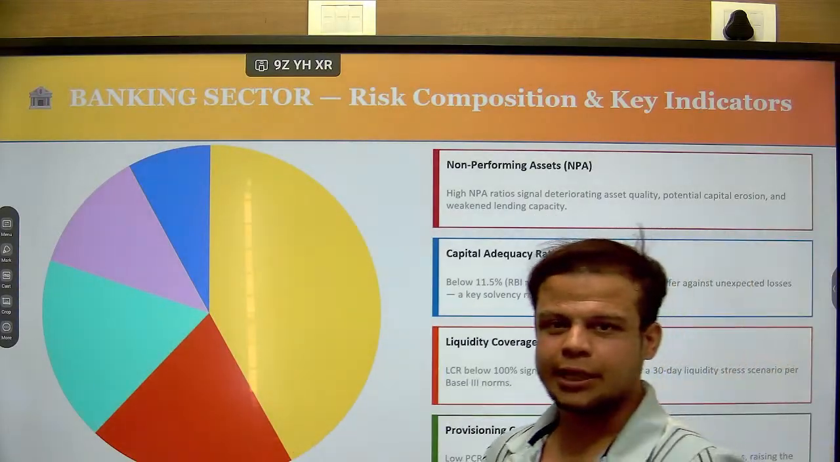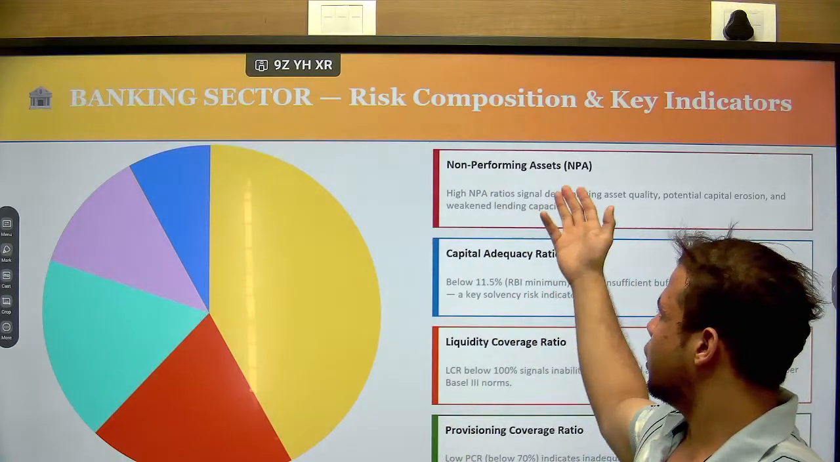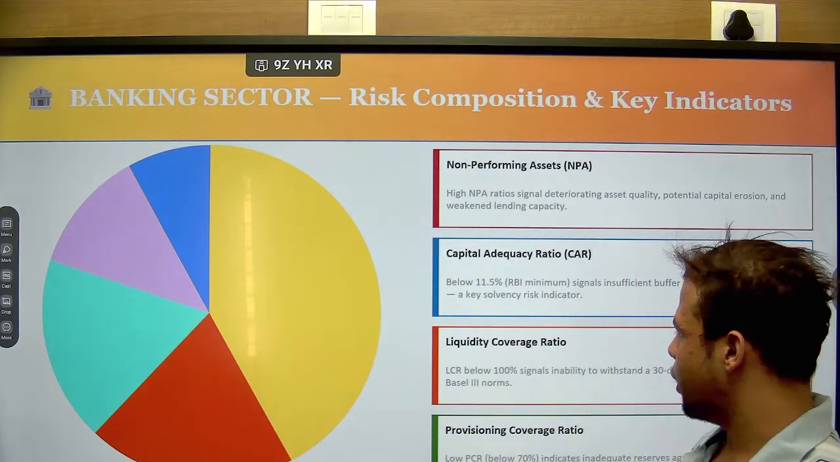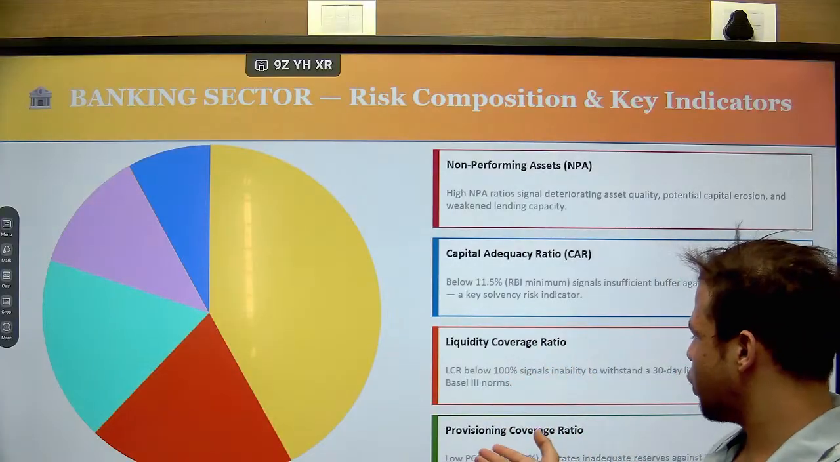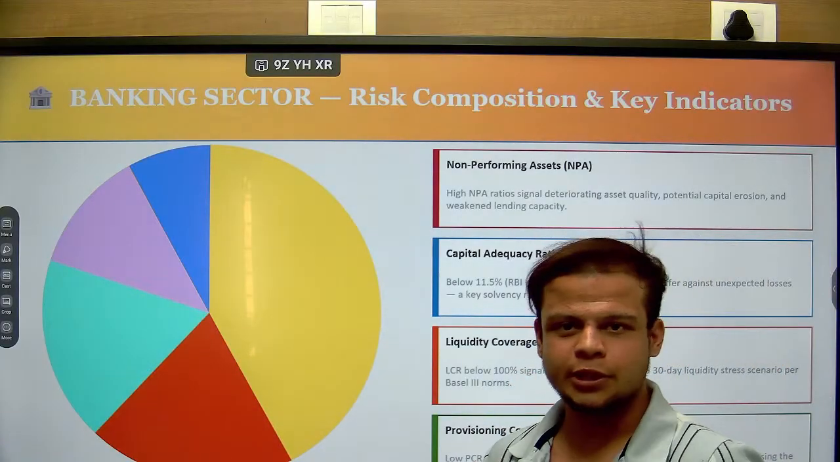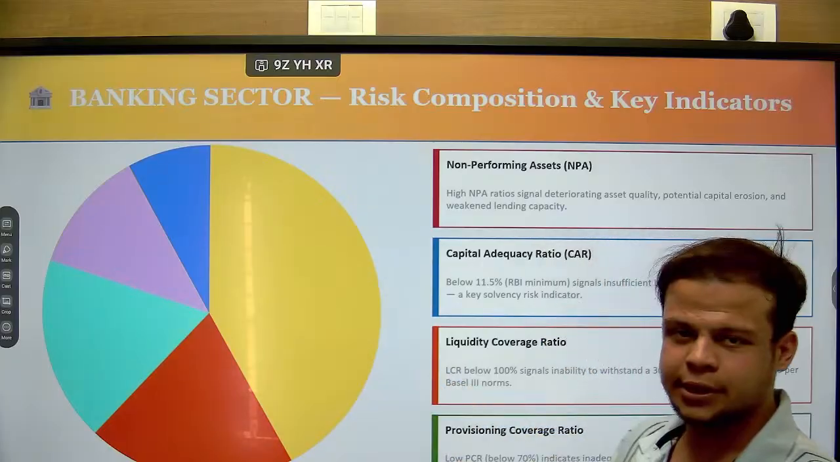So this is a small pie chart which describes NPAs, capital adequacy, liquidity coverage ratio, and provisioning coverage ratio. These are the topics that were covered in the last slide. This is a smaller pie chart.